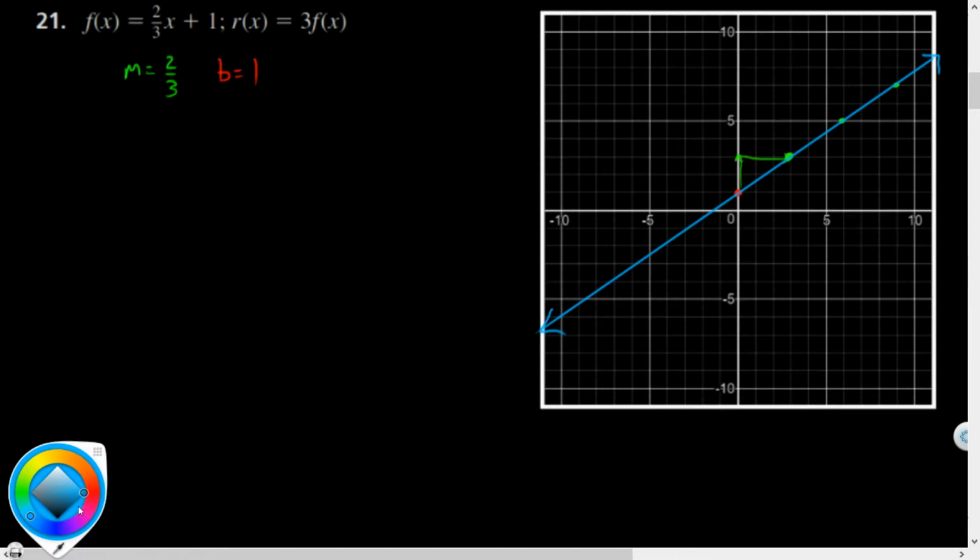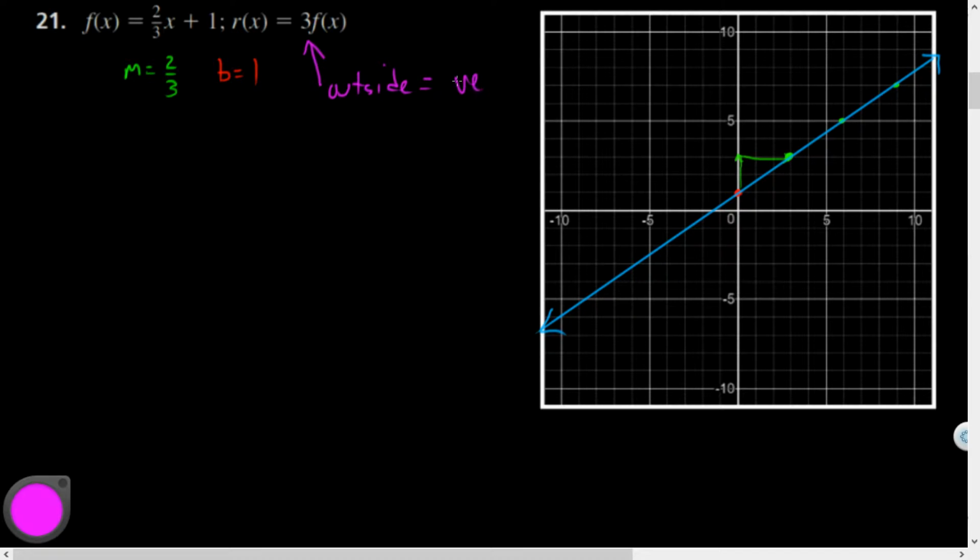And I agree with Pooja's analysis. We're multiplying the original function, f of x, by 3. That's on the outside, right? And that means this is going to be a vertical transformation. And for vertical transformations, if this number is bigger than 1, it's a stretch. And that's what, yeah, you were right on the money. And it's by a factor of 3.